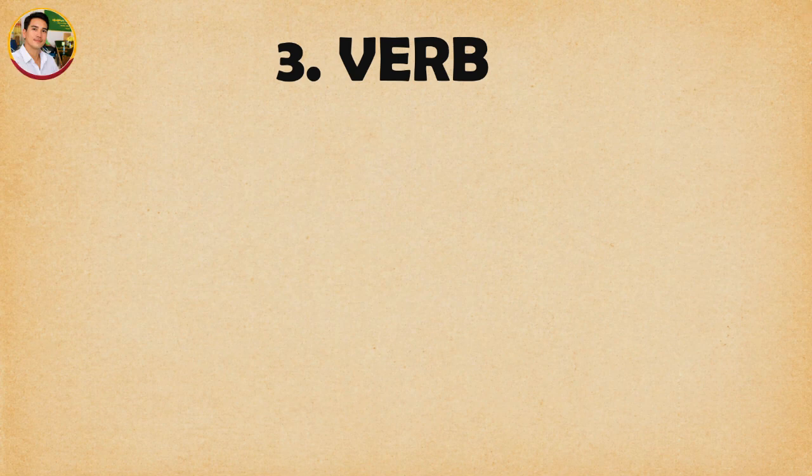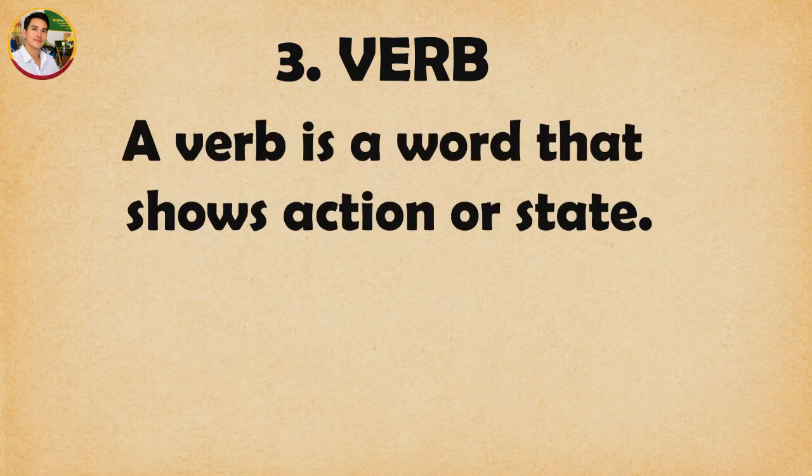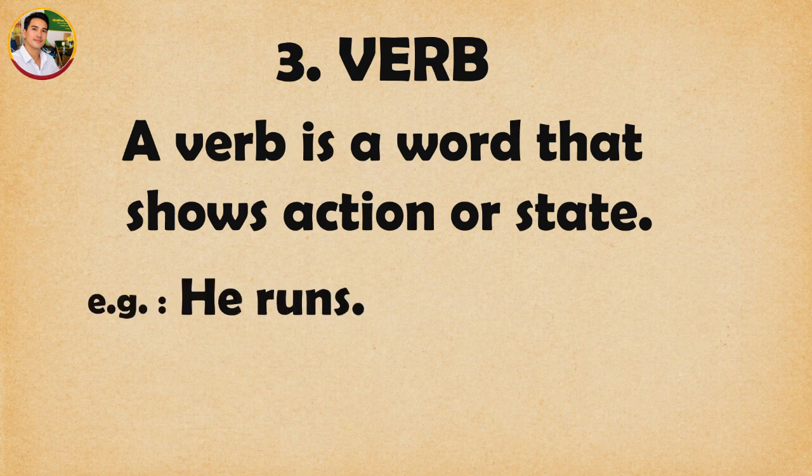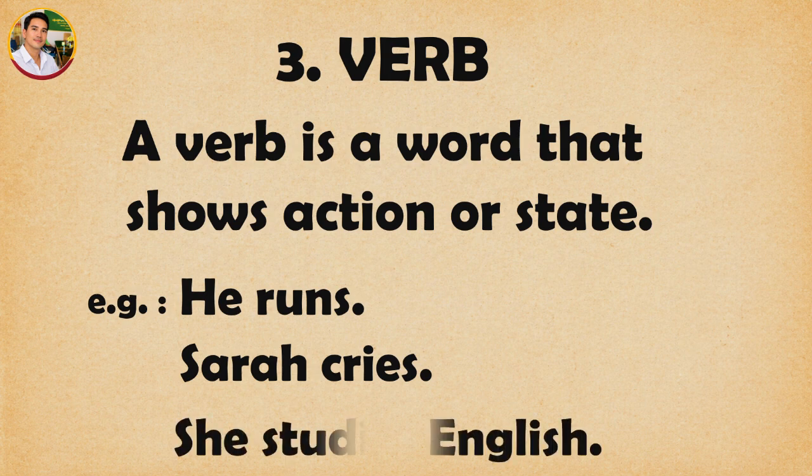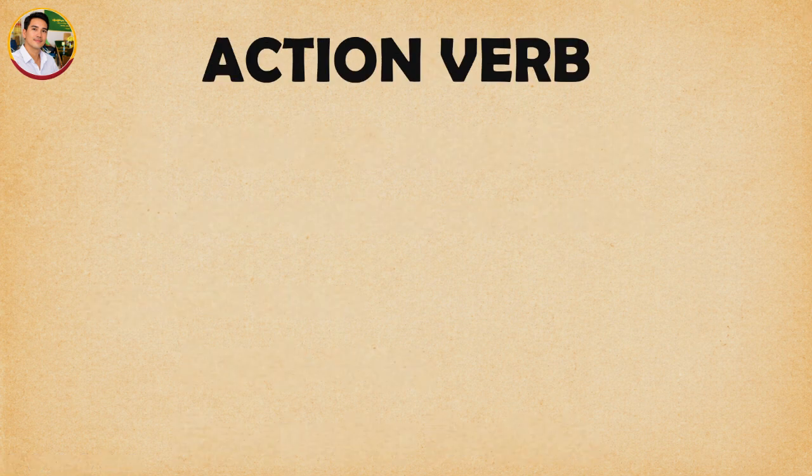Next, what is a verb, everyone? A verb is a word that shows action or state. It tells us what someone does, what is happening, or what something is. In fact, every sentence needs a verb. Without a verb, the sentence is not complete. Alright? Now, let us look at the types of verbs.